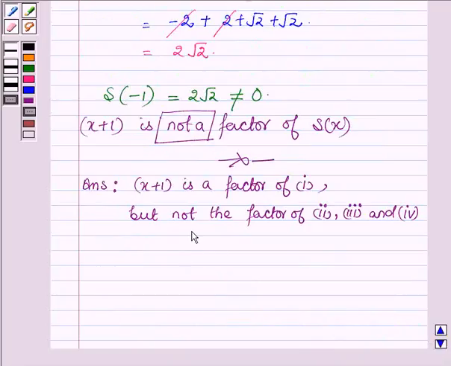So this completes the solution, and please remember the factor theorem while doing these types of problems.